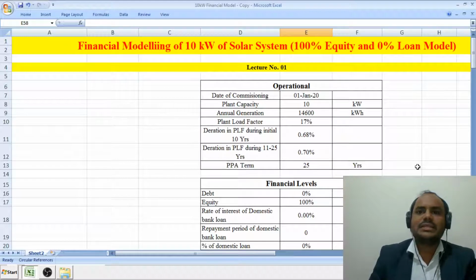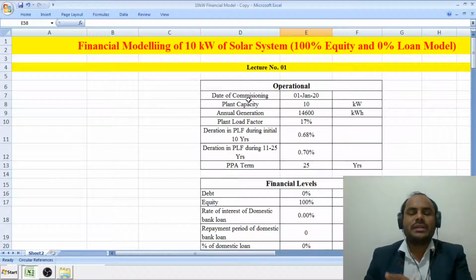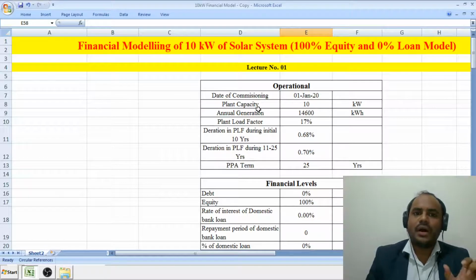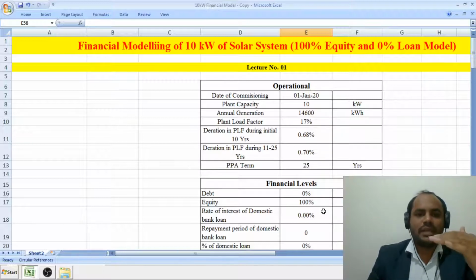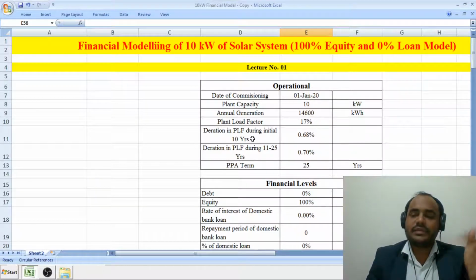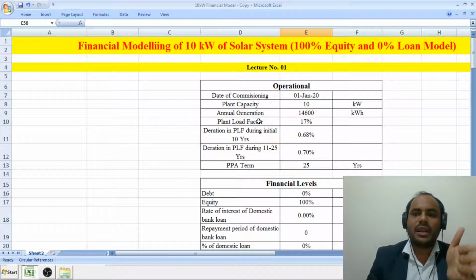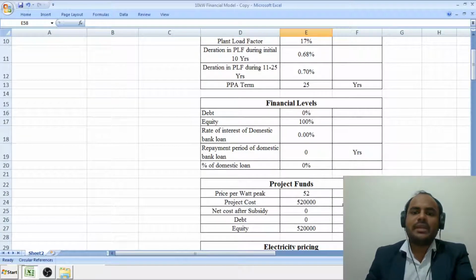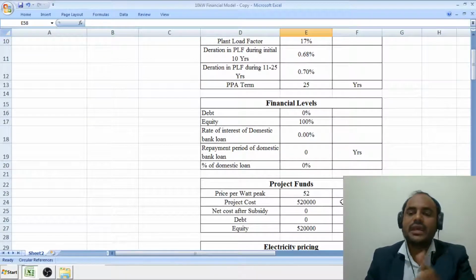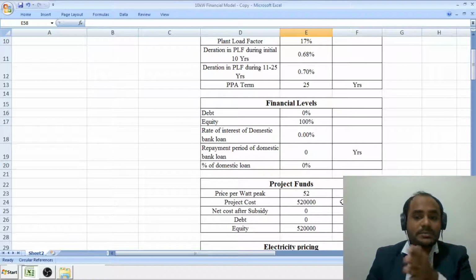I will summarize the parameters briefly. In the financial modeling of a 10 kilowatt solar power plant with 100% equity and 0% loan model, we started with the first parameter, the operational parameters, consisting of date of commissioning, plant capacity, annual generation, plant load factor and the PPA term. Second parameter, we considered what percentage of debt and what percentage of equity we are taking.